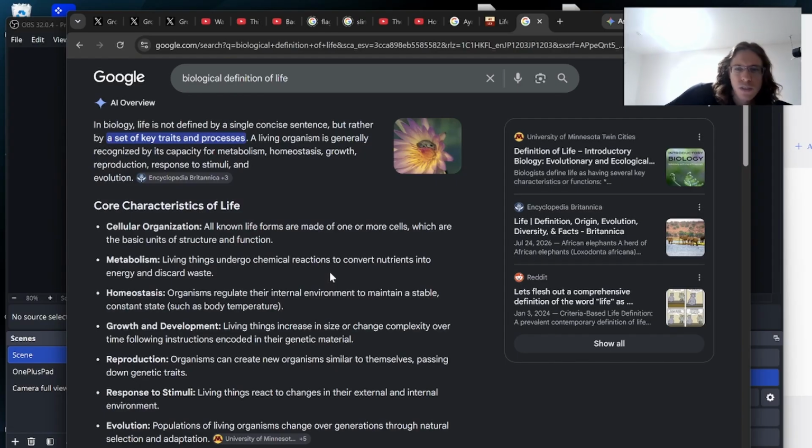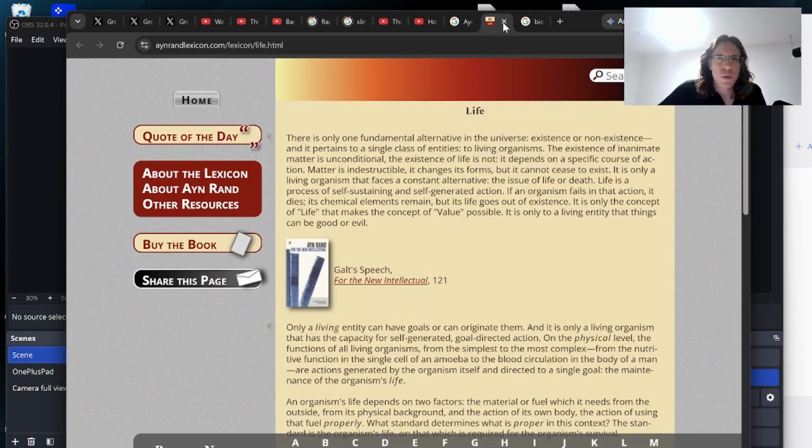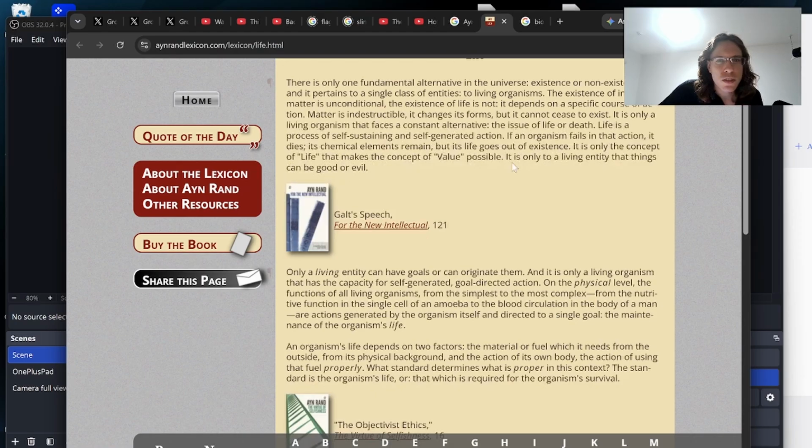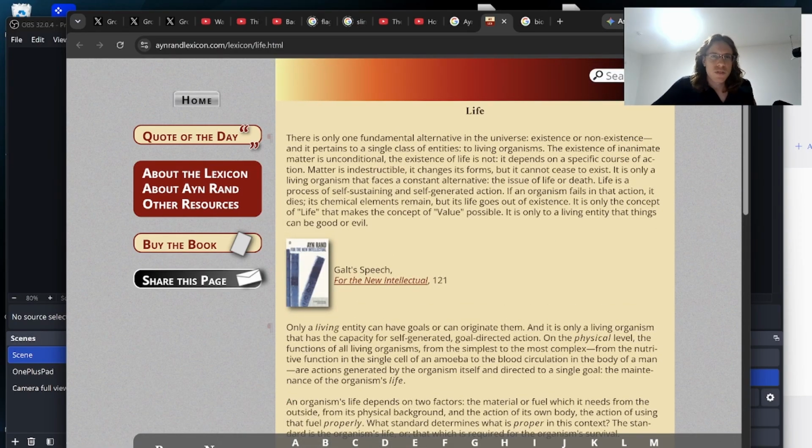So ideally, we want to have something more concise and at the same time universal. The question is, is it possible to do something like this? And today I'll be discussing the proposal made by a philosopher, Ayn Rand, which is a candidate for this role. So I took this definition from an Ayn Rand quotes website. So let me just read it for you.